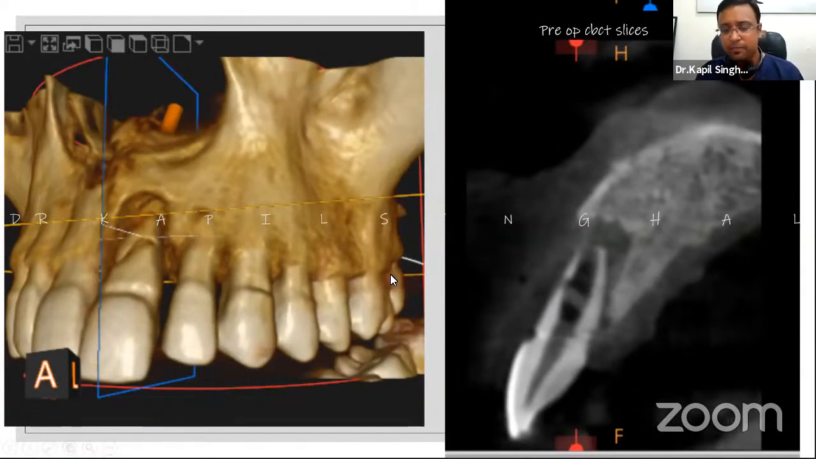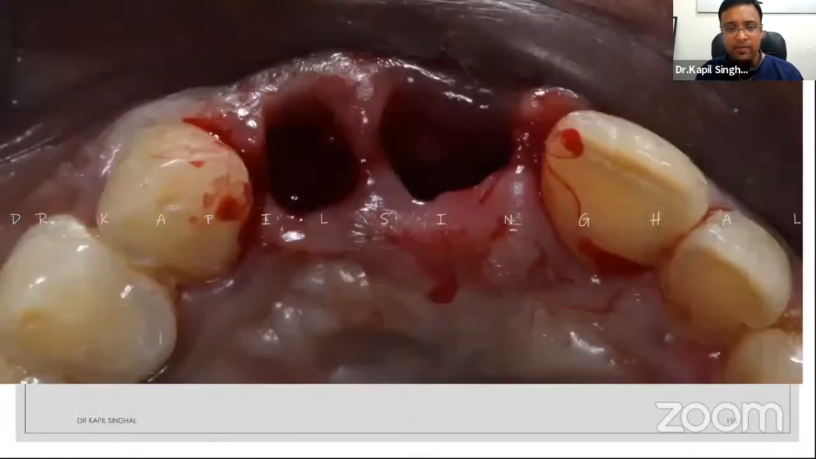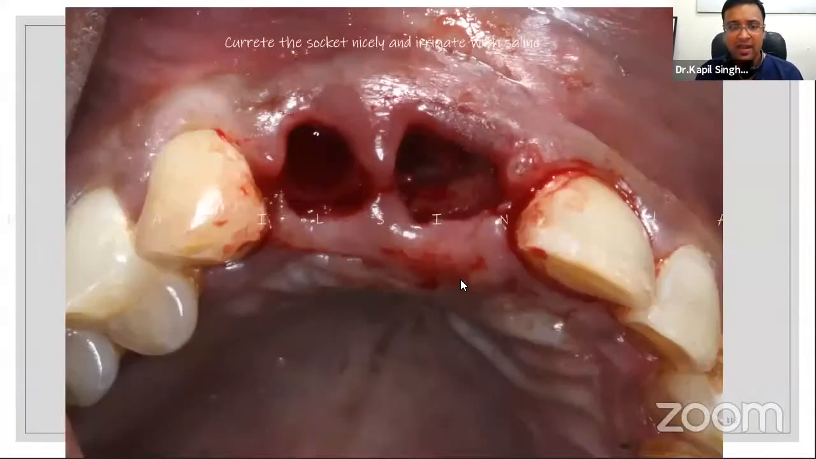In such cases, basically, I extracted the central incisor and lateral incisor and I planned an implant placement simultaneously with the GBR technique. So what I did, I extracted the tooth and I curetted both the sockets, and to make sure that the bone is healthy and clearly visible, I used a lot of saline irrigation to irrigate it.